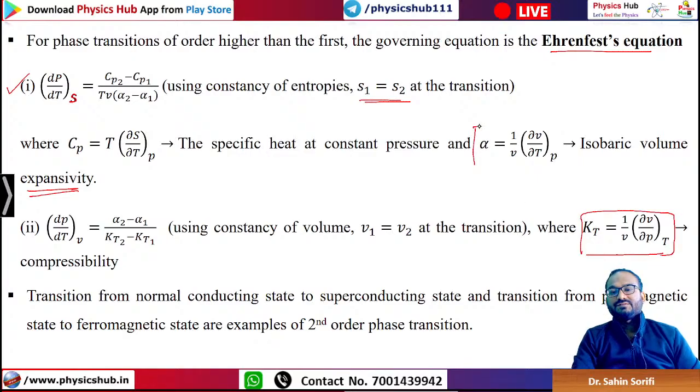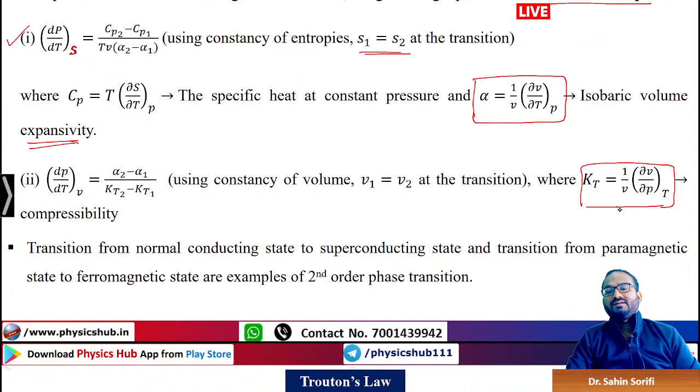One is volume expansivity, 1 by V del V by del T at constant P, and for isothermal compressibility, 1 by V del V by del P at constant T. Just interchange T to P, P to T. Volume expansivity is isobaric, meaning constant pressure, and isothermal means constant temperature. In this way you can remember.